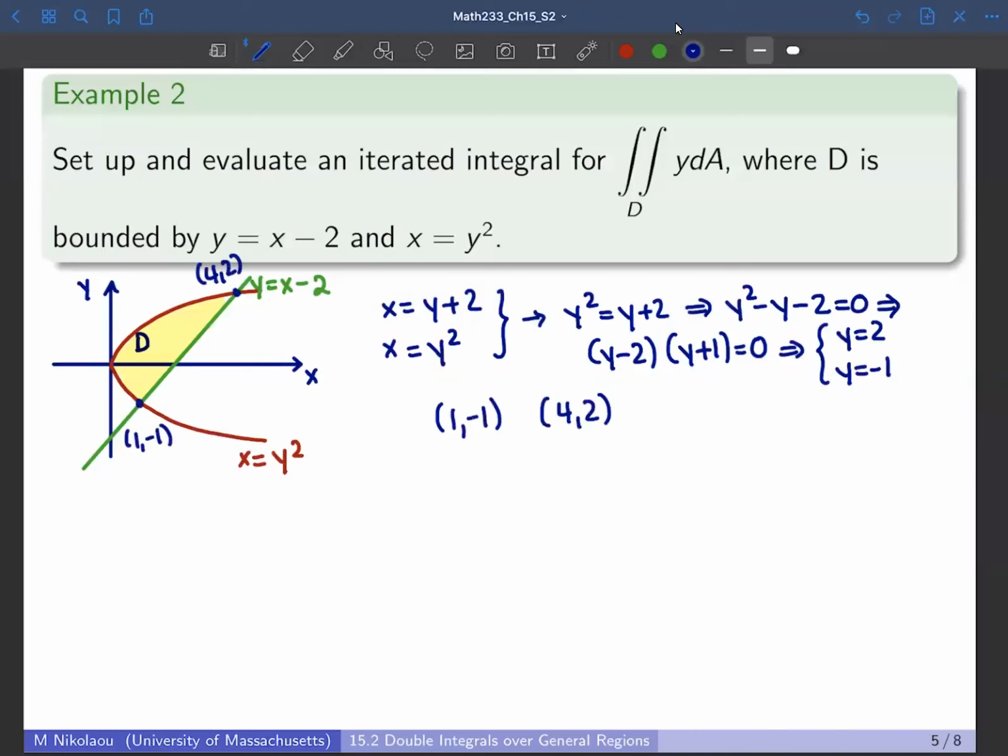If we describe the region D as a type 1 region, then the upper boundary curve will be y equals square root of x, but the lower boundary curve consists of two parts: y equals negative square root of x for x between 0 and 1, with 0 and 1 included, and y equals x minus 2 for x between 1 and 4, with 1 and 4 included. So that means that we'll need to set up two integrals and take their sum, but we can also describe the region D as a type 2 region.